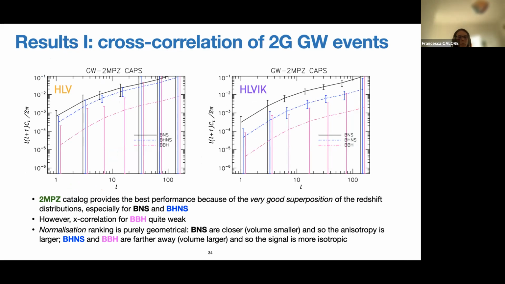So now coming to the results, in the 5 minutes that I have left. What I want to show here is how we would be able to cross-correlate and detect a positive cross-correlation with the different binaries. Here is the cross-correlation angular power spectrum as a function of multipole for different binary classes and for HLV and HLVK, where we see that the 2MASS catalog will actually provide the best performance. This comes from the fact that it offers a very good superposition of the redshift distribution between the galaxy catalog and the binary events, so in HLVK we will already be in reach of detecting a positive cross correlation between those two classes of binaries and galaxy catalogs.